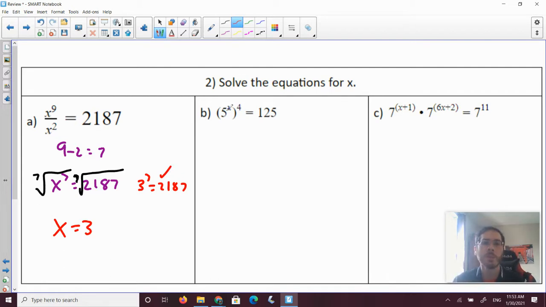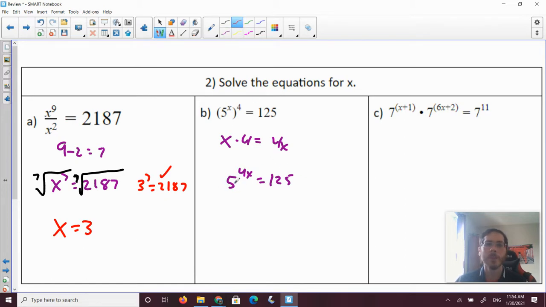For the second one, we've got a power to a power. So the rule for a power to a power is that we have to multiply the exponents. So we've got 2 powers, so x times 4 is just going to be 4x. So kind of weird. We just got 5 to the 4x right now equals 125. And the idea is, before we can find out what we're going to get, we need to make sure that the bases are the same.